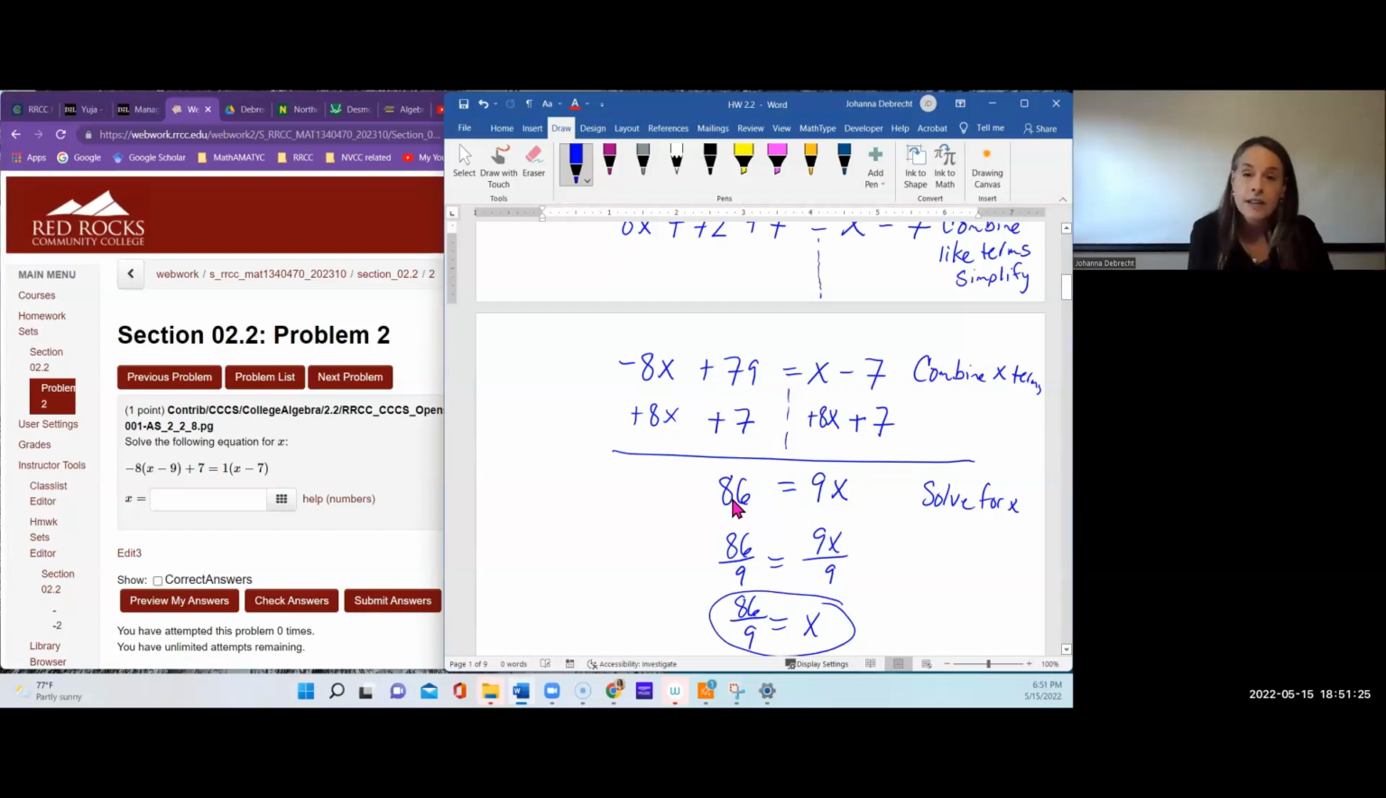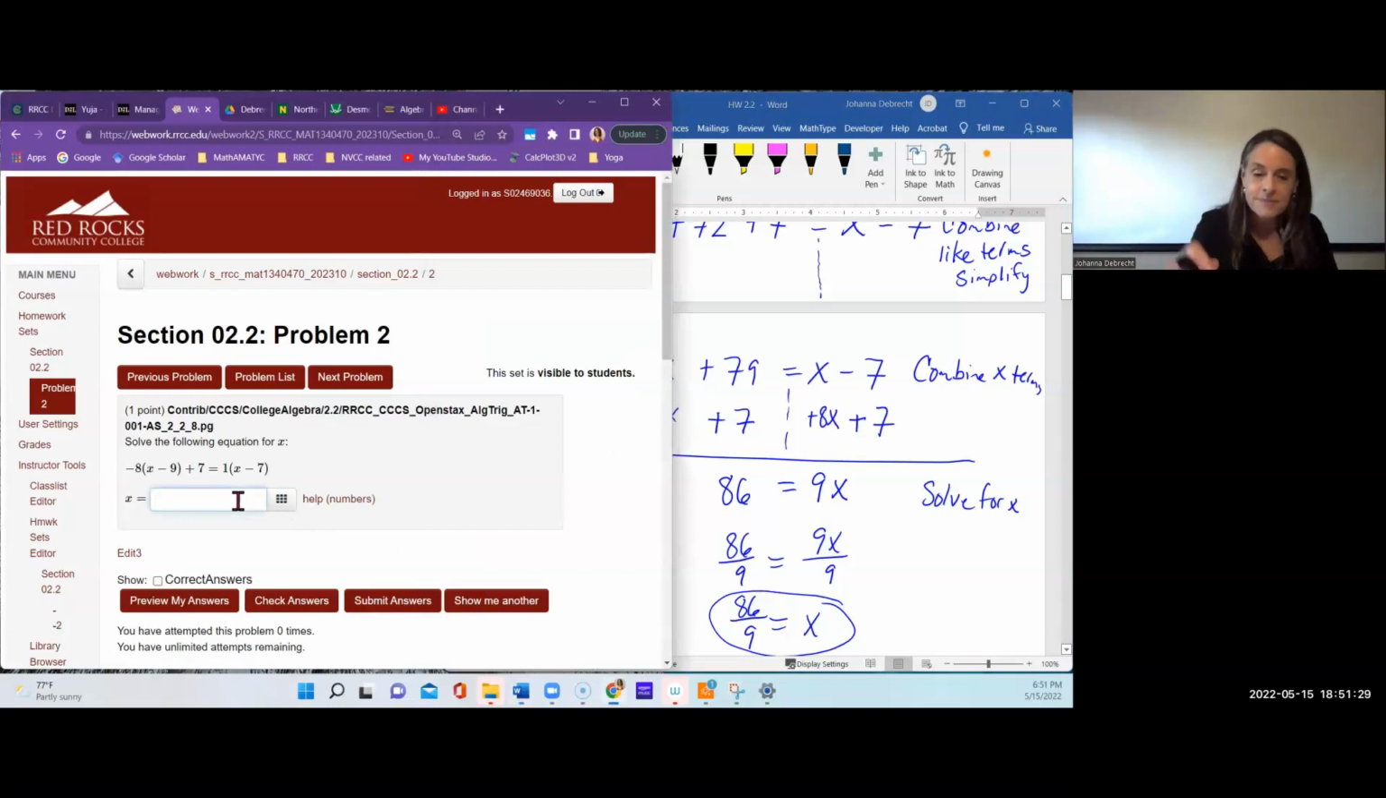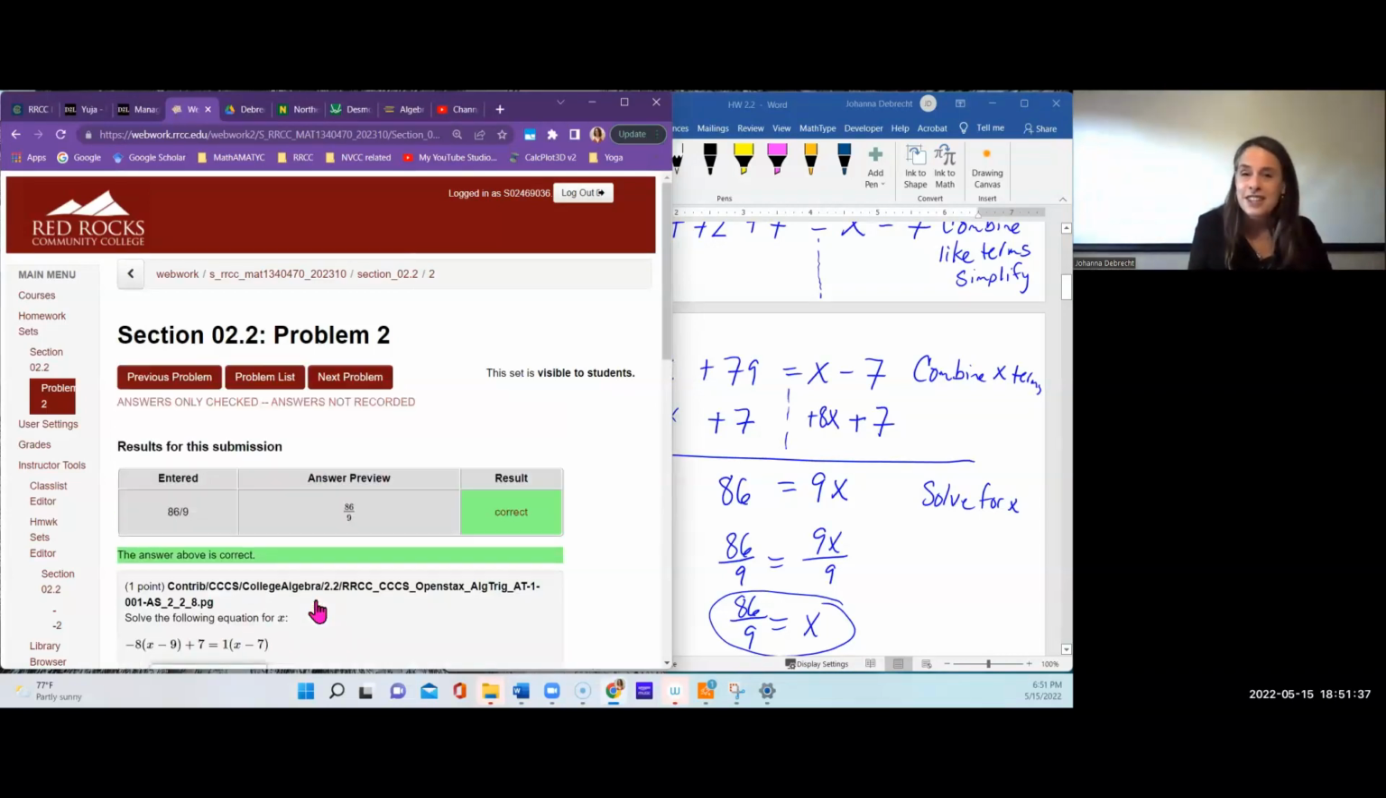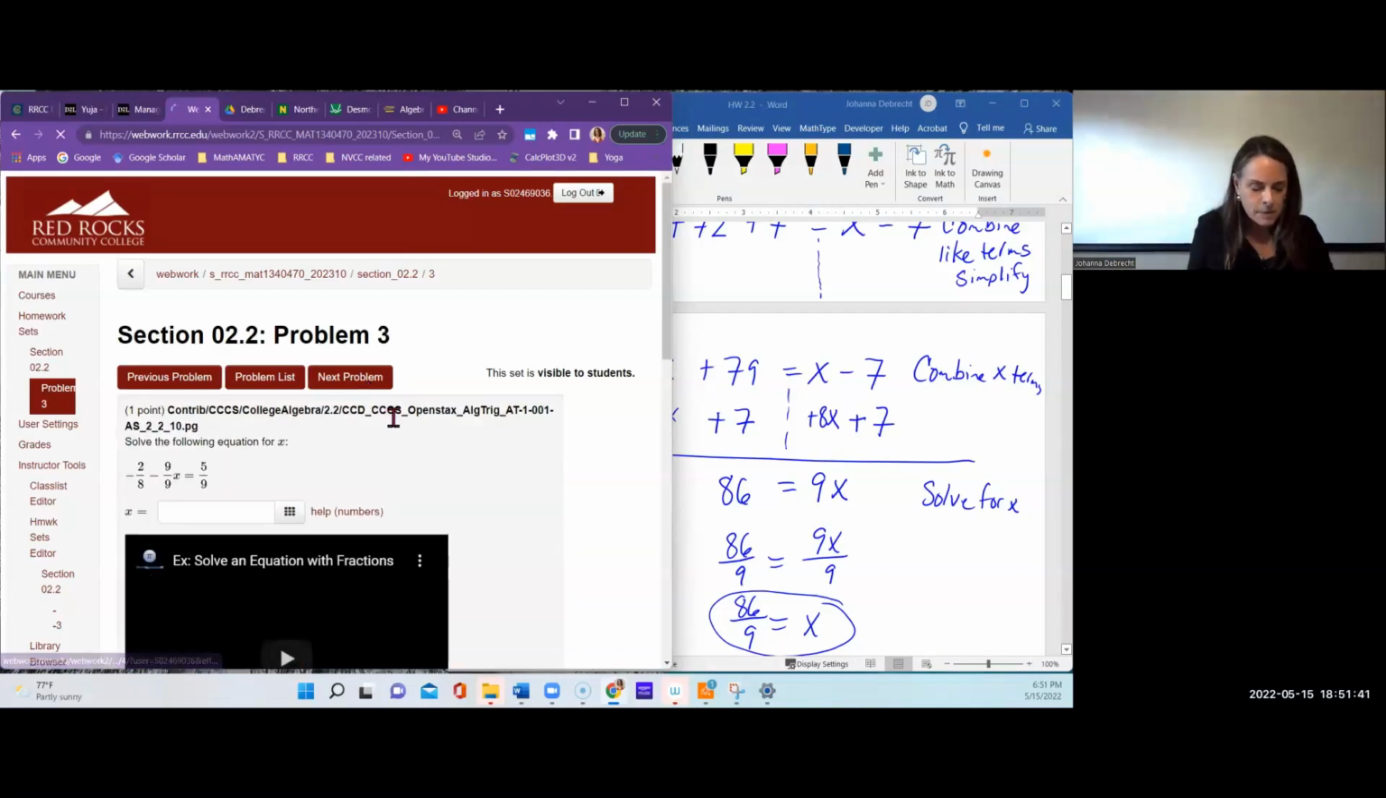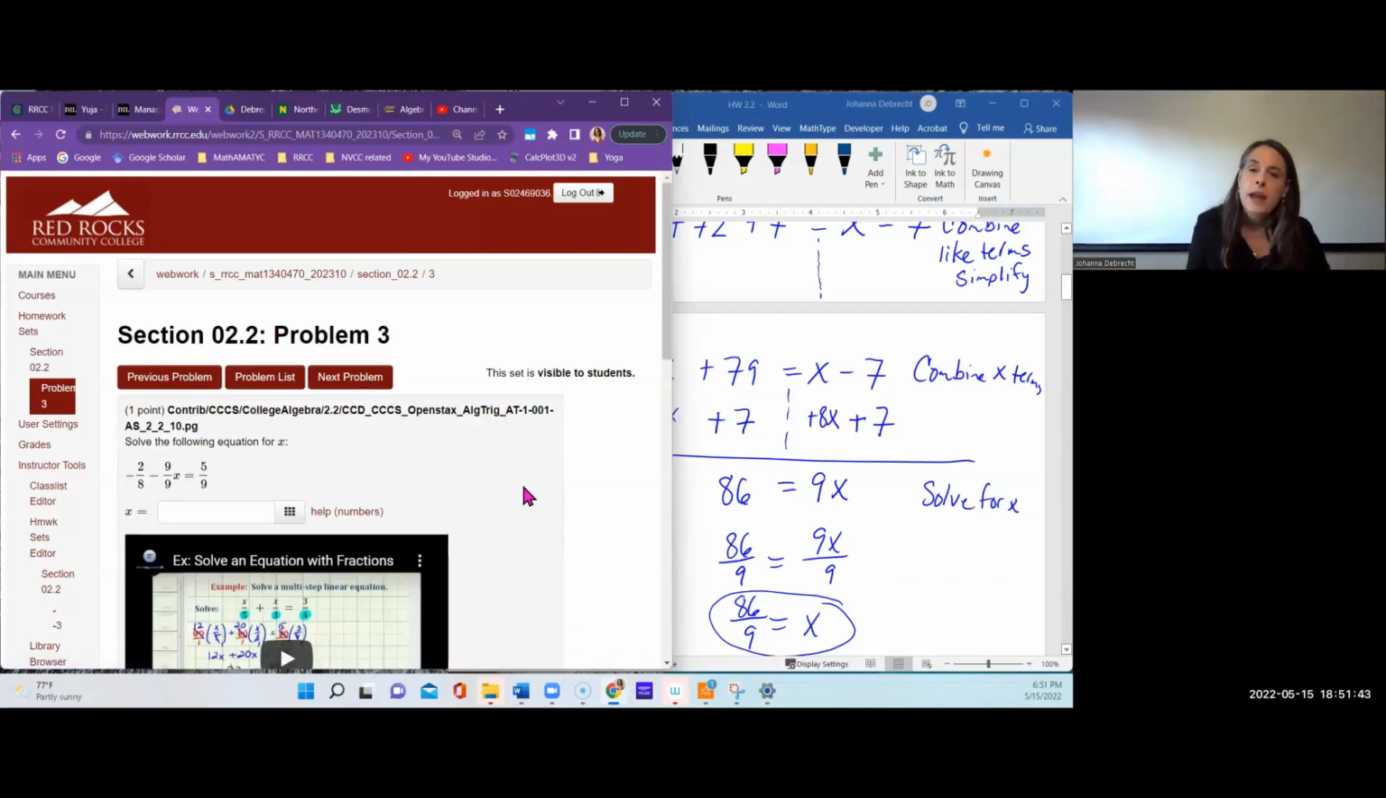Let's check it out since we know I made at least one mistake, and let's make sure it's right. Green check, love it. Now let's take a look at the next problem. In this problem, we have rational numbers. These are the ratios of two integers. And that means we have a number in the numerator and a number in the denominator.